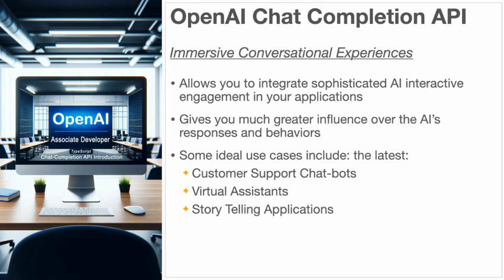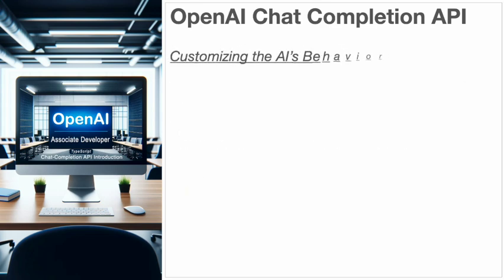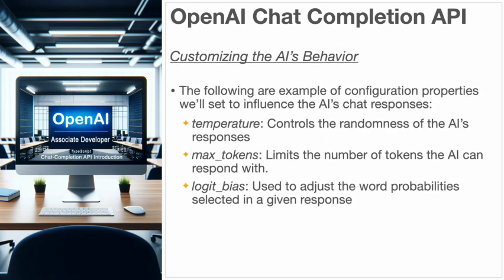With built-in features like temperature control for response randomness, max tokens for limiting reply length, and logit bias for adjusting word probabilities, you can adjust the model's behavior to meet your specific needs. These features will help you harness the full power of the Chat Completion API, and we will delve into all of them in upcoming lessons.